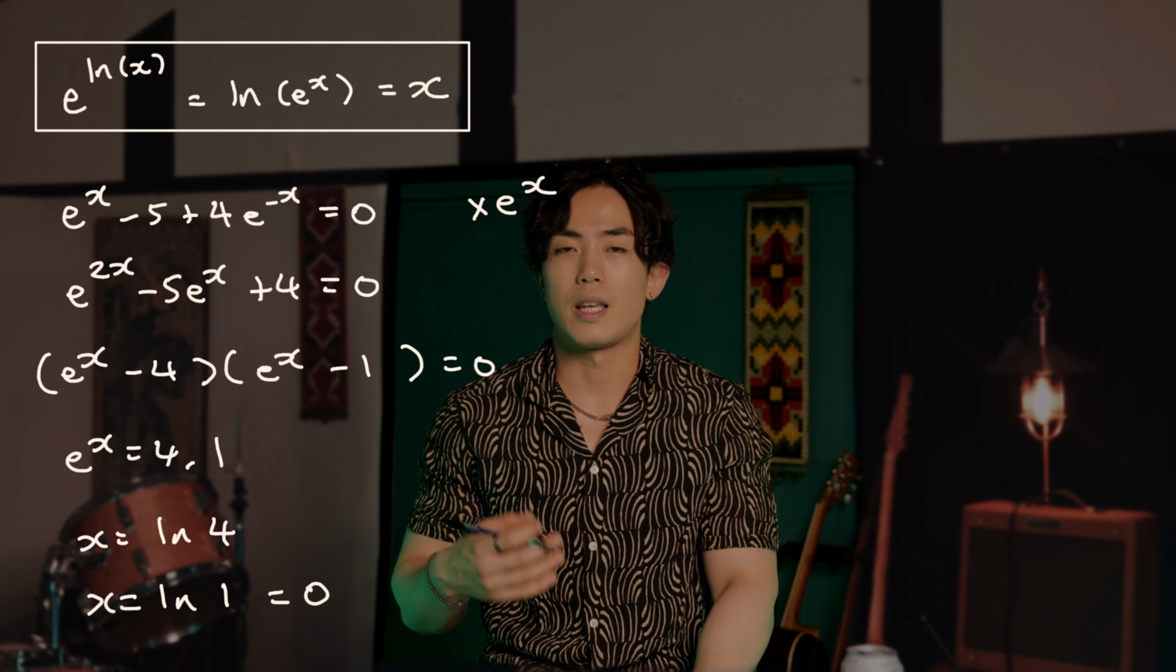So ln is just the inverse of the exponential function e to the x, and you just have to understand how we convert from one to the other.